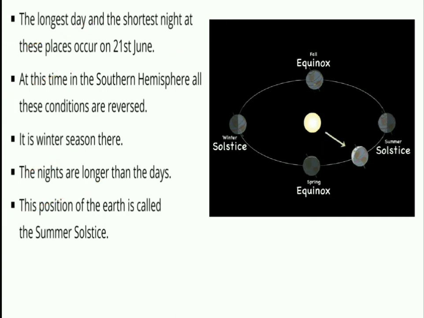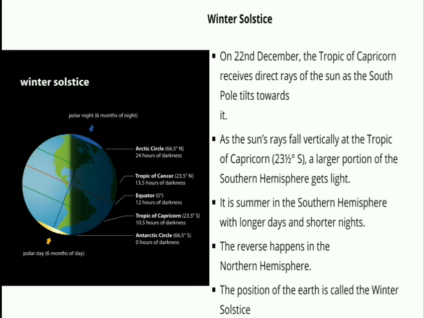Next we go through the other one, the winter solstice. This is the second solstice. So on 22nd December, the sun is over the Tropic of Capricorn. So where is the Tropic of Capricorn? It is beside the equator in the southern hemisphere, at 23.5 degrees south.